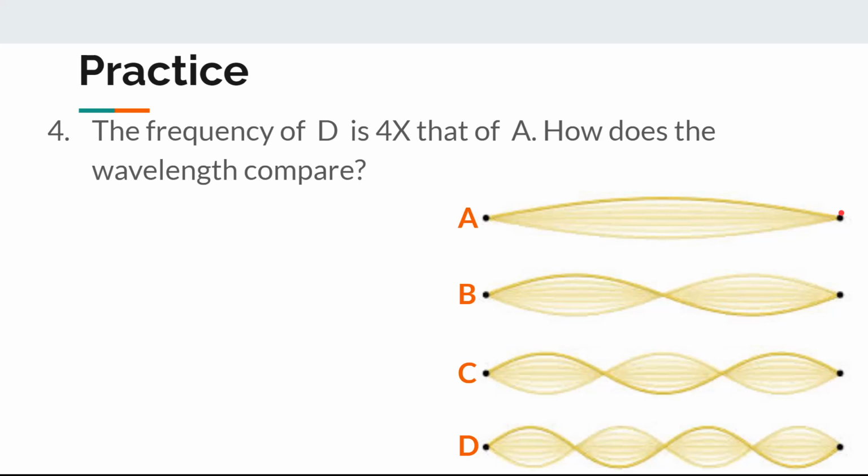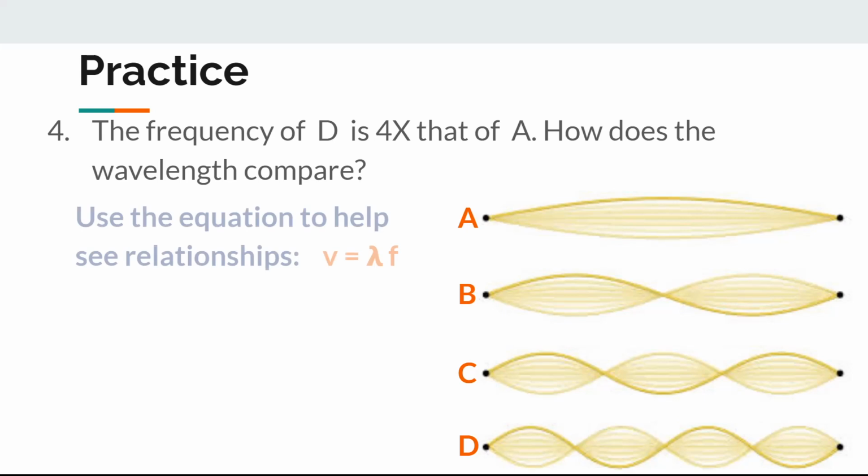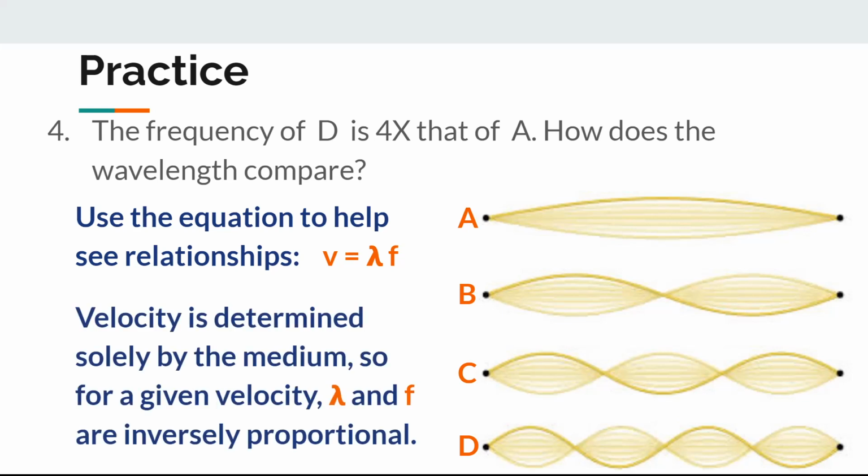So if I'm trying to compare the wavelengths, I really just need to know the relationship between frequency and wavelength, and I can see that relationship in this equation. I can also just look at the picture. But velocity is wavelength times frequency. And since the velocity is going to be the same for both of them because it's the same medium, the same string, then we just need to look at the relationship between lambda and f, between wavelength and frequency, and they will be inversely proportional to each other.